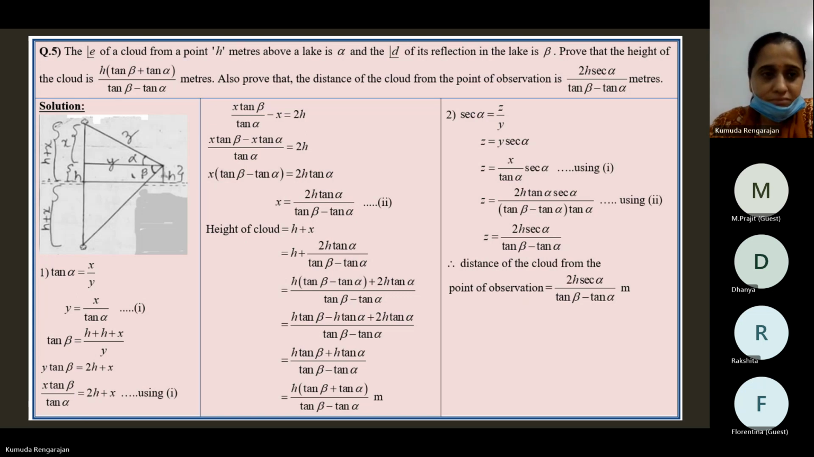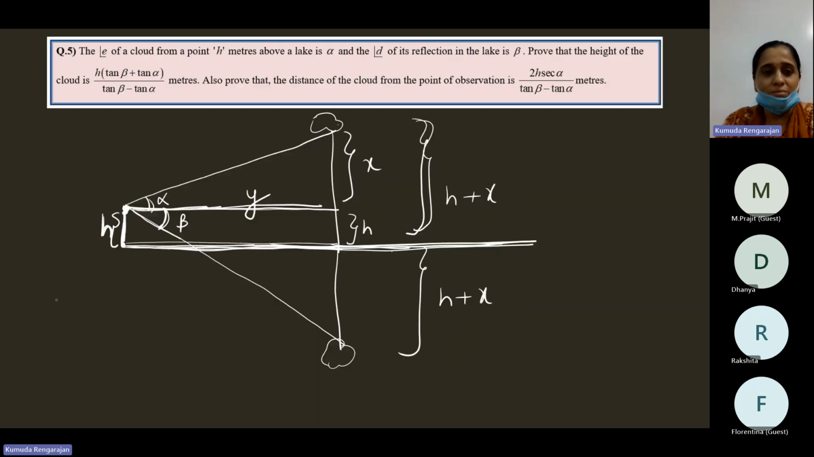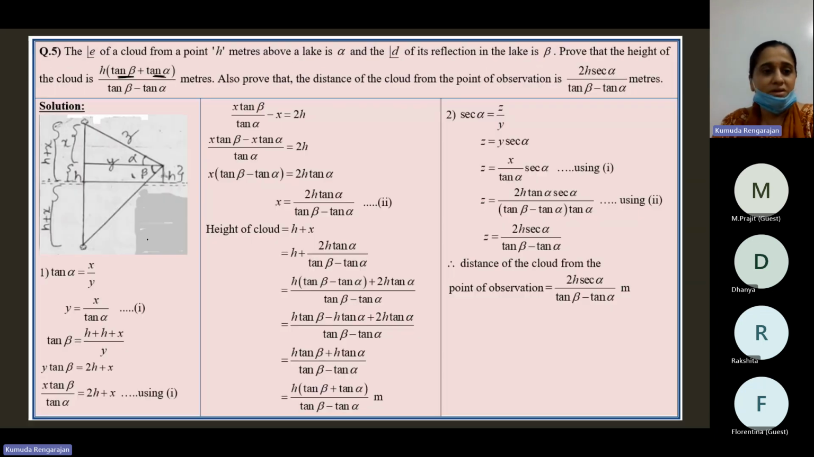Now we need to use these ratios, children: tan beta and tan alpha. So take any triangle first. Tan alpha is equal to, I've not mentioned the triangle because when I did the figure, I forgot to mark ABCD. So I've directly written tan alpha. You understand? Otherwise, I normally mark ABCD. Okay, so tan alpha is equal to opposite over adjacent, x by y. Correct?